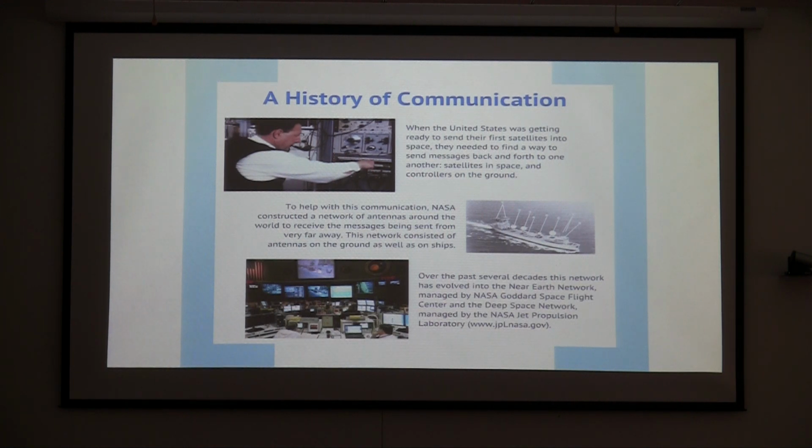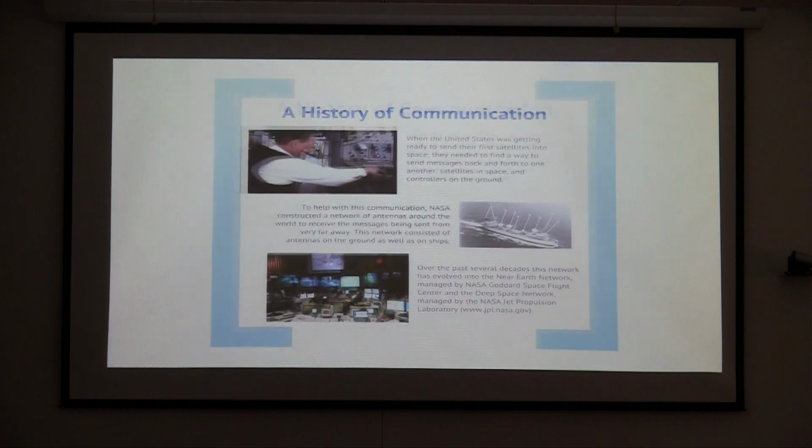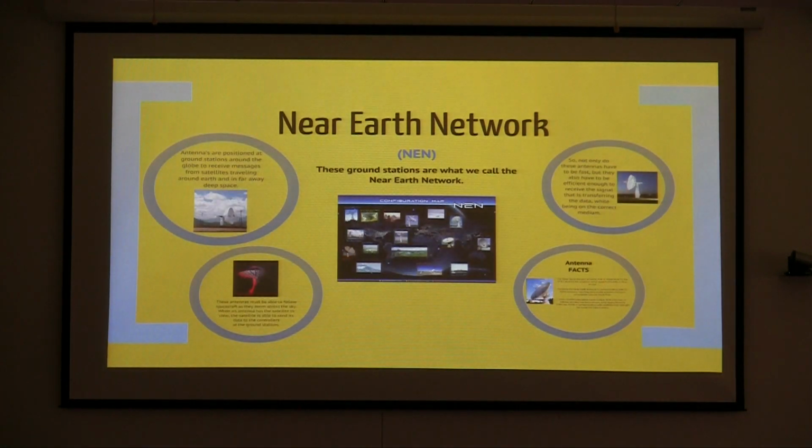Because as your satellite is traveling around the Earth, you need to have a ground station and a location to capture that data. So over the past several decades, this network has evolved into what is known as the Near-Earth Network, which is managed, like I said, here at Goddard Space Flight Center, and the Deep Space Network, which is managed at NASA's JPL laboratory. Actually, that's Jet Propulsion Laboratory. You guys saw one of these huge antennas last night when you were out at the SLR facility, the one that kept moving around throughout the whole night.